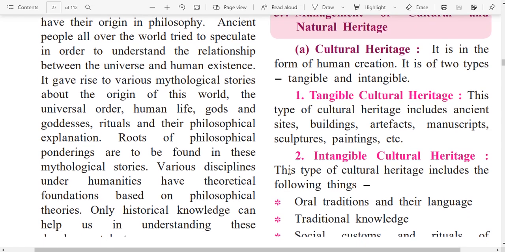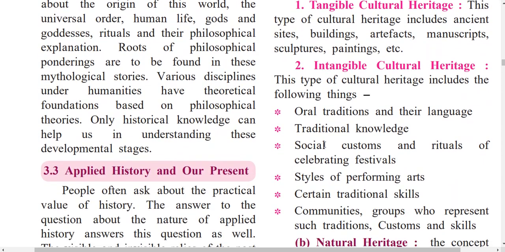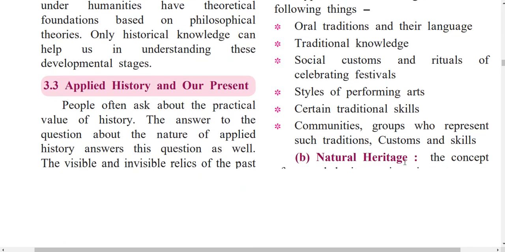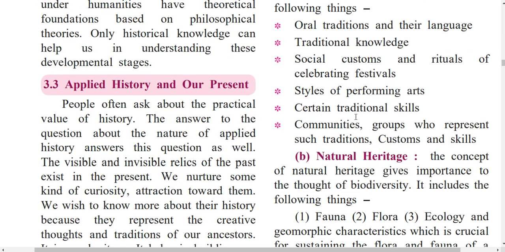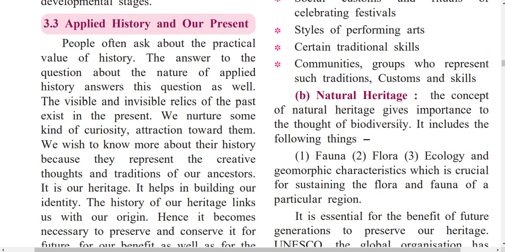The second is intangible cultural heritage. This type of cultural heritage includes the following things: oral traditions and their language, traditional knowledge, social customs and rituals of celebrating festivals, styles of performing arts, certain traditional skills, and communities and groups who represent such traditions, customs, and skills. Now, next is natural heritage.